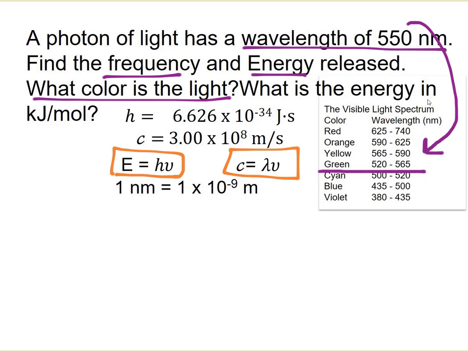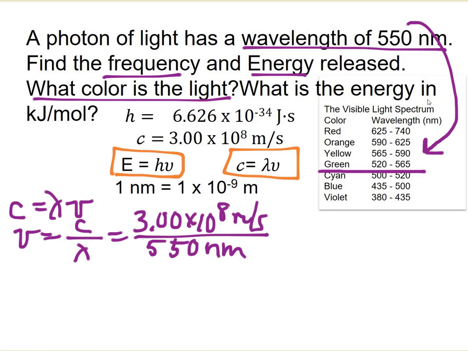We need to find the frequency and the energy, and let's go ahead and do that. So we're going to start off with our speed of light equation and find the frequency. So I have frequency is the speed of light divided by the wavelength. And don't forget, there's nanometers and meters, they don't match. So I'm going to cross this one out and just tack on times 10 to the minus 9. It's not written in scientific notation. If it were, it would be 5.50 times 10 to the minus 7.